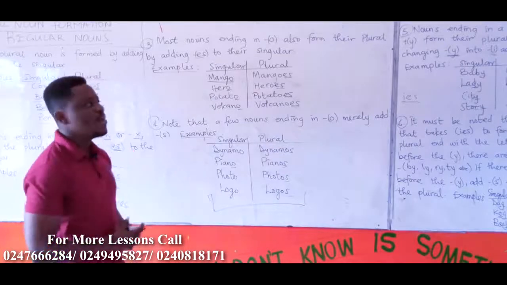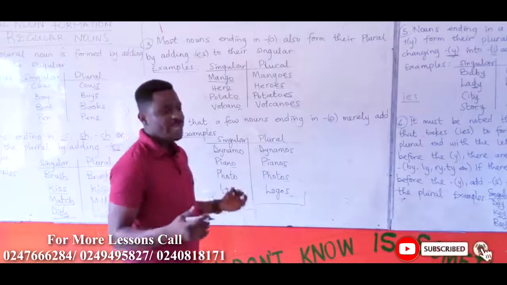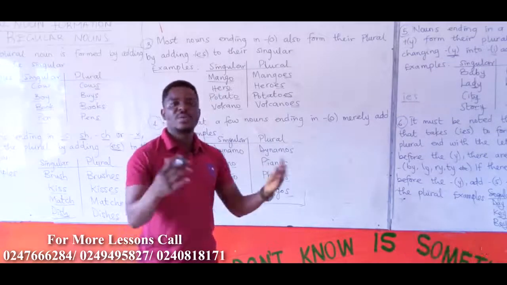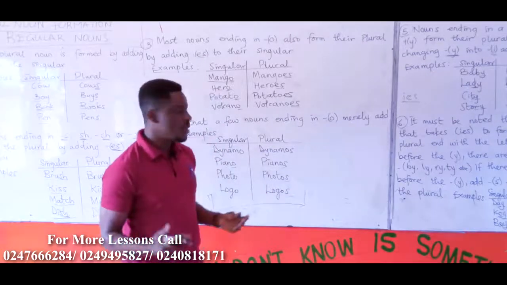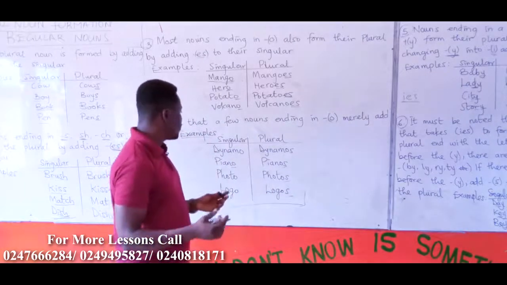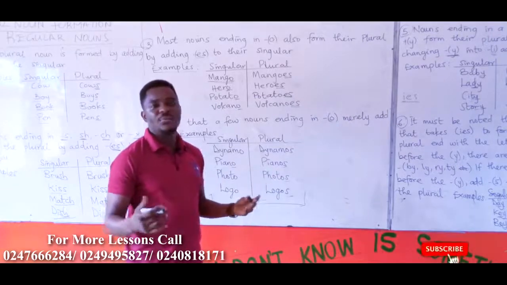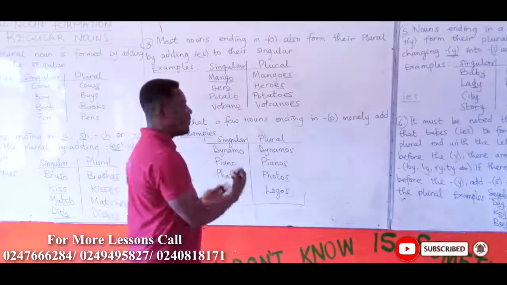We also have nouns that do end in o. With such nouns, we add es also to form their plural form. But this one has got exceptions. We have a few of them like piano, dynamos, and then we have photo and logo. Such words, though they end with o, we still add s to form their plural form. You have to know and also have them in mind.